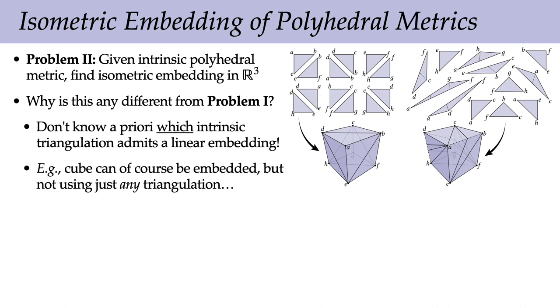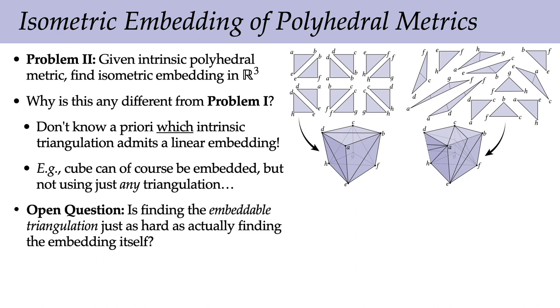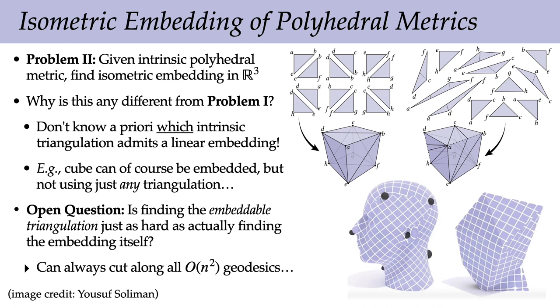So the open question here is whether determining the embeddable triangulation is just as hard as actually finding the embedding itself, or is there some smart thing we can do at the beginning to figure it out? One brute force idea is to slice up the domain along all minimal geodesics between pairs of vertices, and this is something we've actually tried, but even this doesn't guarantee that things will work out.